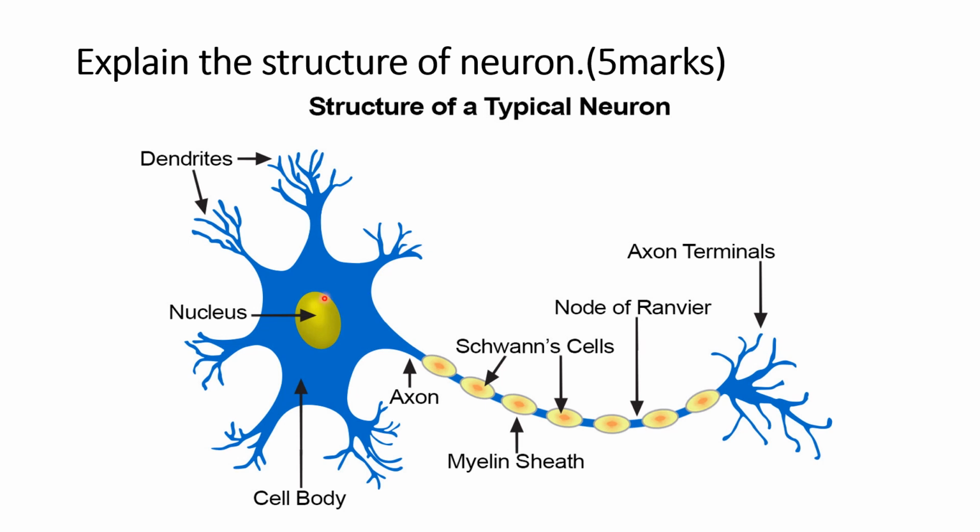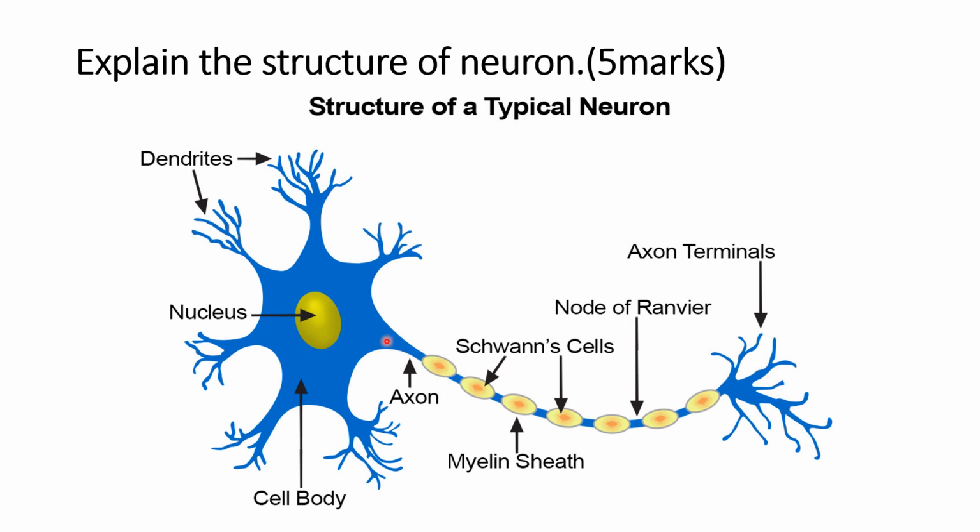A neuron has a cell body with a nucleus. Around the cell body, you can see processes that are called dendrites. Then there is usually only one long process from the cell body of a neuron, and that is called the axon. You can see the structure of axon here. It has the myelin sheath, and within the myelin sheath it has Schwann cells. In between you can see the node of Ranvier, and at the end there are axon terminals.